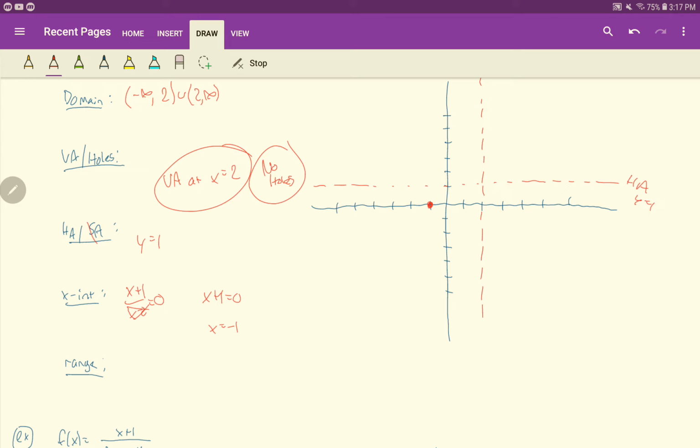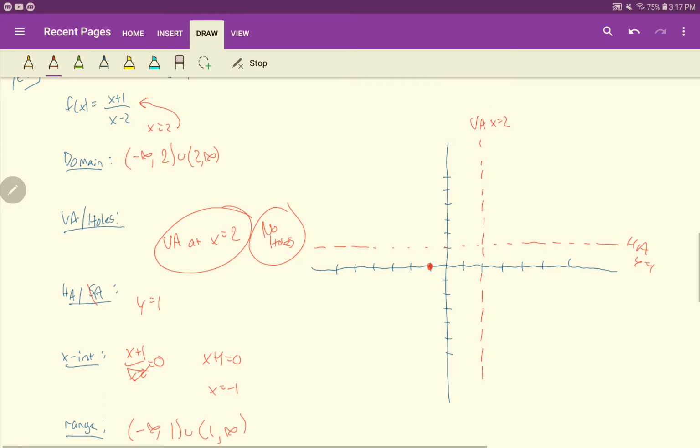Finally, the range. Well, again, we can see from our function, the only thing that our function won't intersect is that horizontal asymptote at 1. So we can say negative infinity to 1 union 1 to infinity. We're going to hit all those other values. And at this point, we can just go ahead and pick an x value to the right of our asymptote, pick an x value to the left of our asymptote, and graph it.